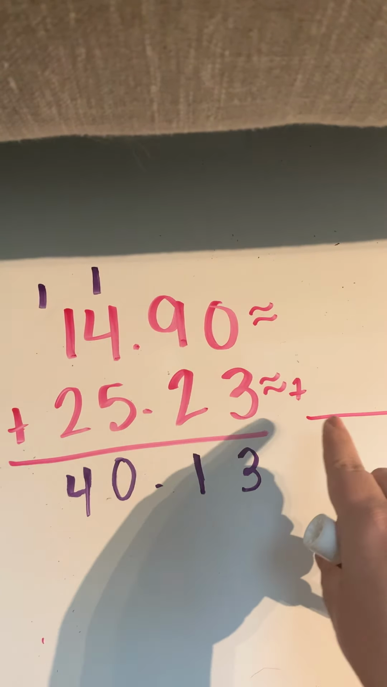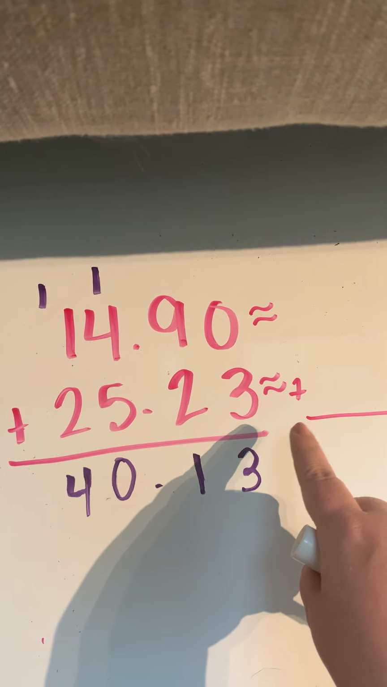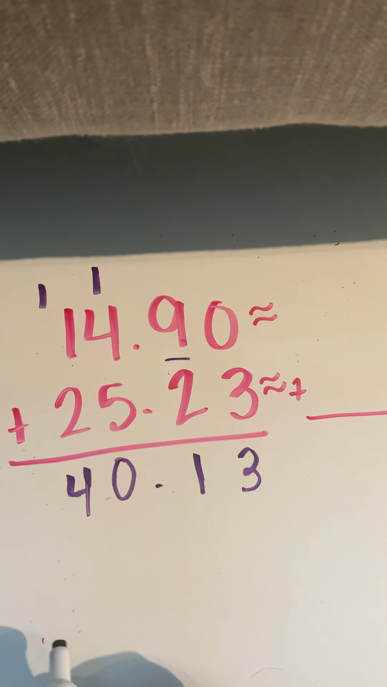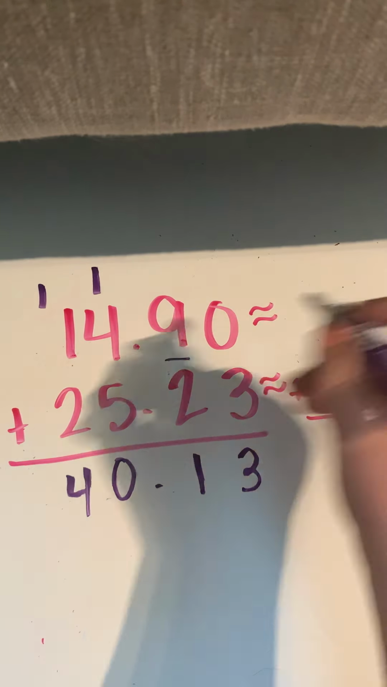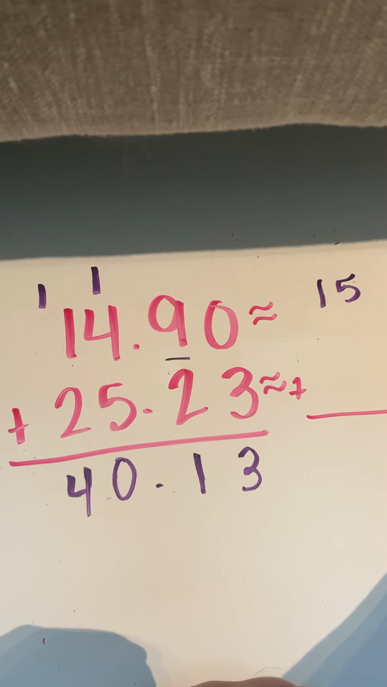Okay, so let's go ahead and look over here at what our estimates would be. So if I have 14 and 9 tenths or 14 and 90 hundredths, either one is the same thing, then I know that this is 5 or more. So my 14 will become a 15. Did you guys get that? If not, look back and see what we need to do.